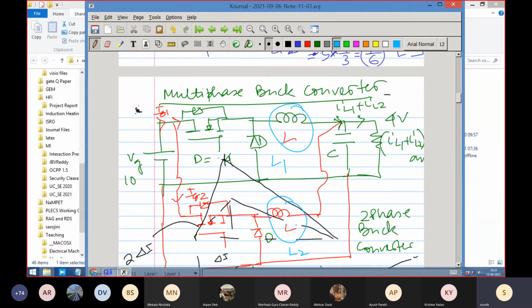So if this is discontinuous, this is also discontinuous. If it is continuous, it is continuous. And the critical parameter is 2L by RTs, whether it is greater than 1 minus D, that we have learned. That 2L by RTs, here what is R? R is not this R.